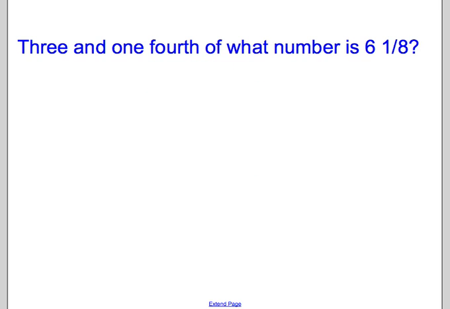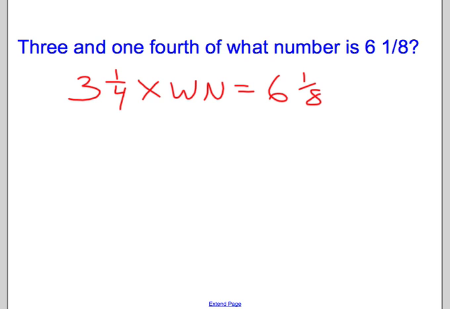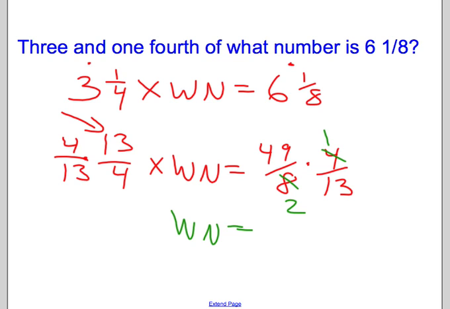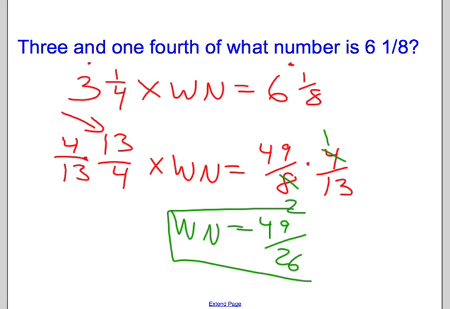And our last one, 3 1/4 of what number is 6 1/8. Again, here's where they are on opposite sides. The fractions are on opposite sides of the equal sign. So we're going to change them to improper fractions still. 13/4 times n equals 49/8. So we're going to multiply by the reciprocal of the coefficient. The coefficient is the fraction with your variable, or on the side of the equal sign with your variable. So 4/13. And then we can reduce 4 and 8 to 1 and 2. And what number is equal to 49/26? Okay.